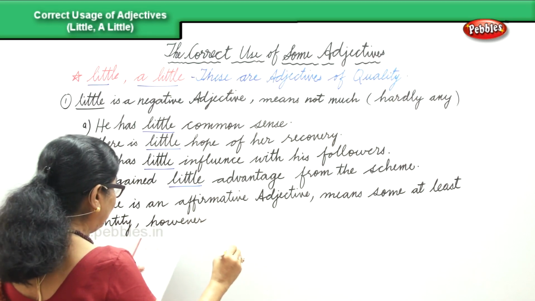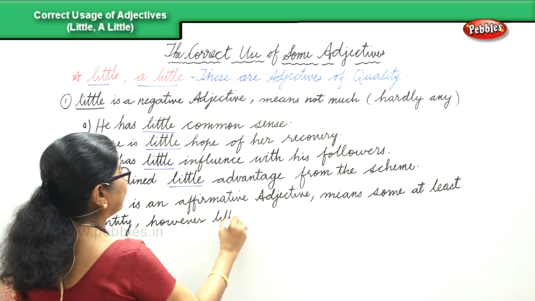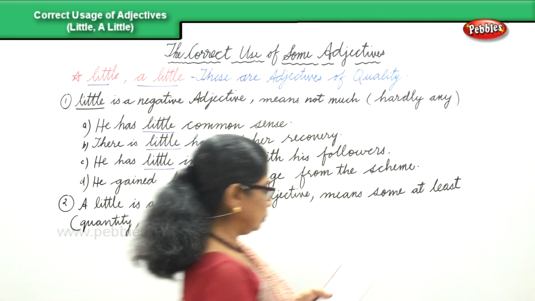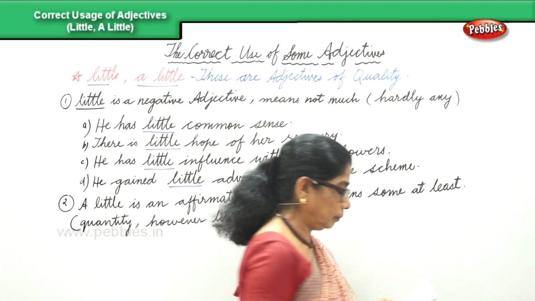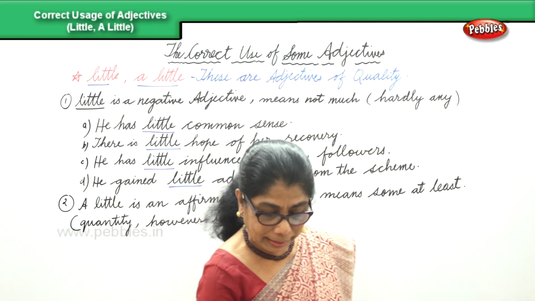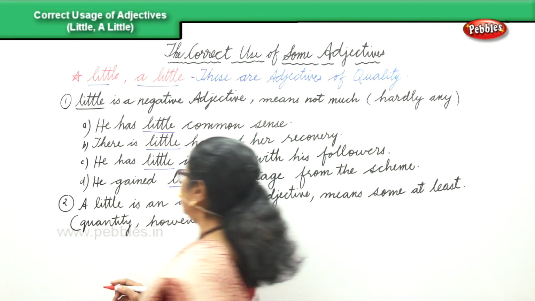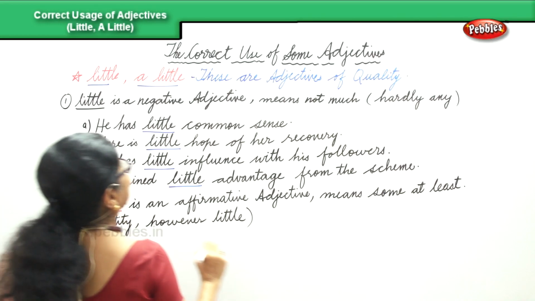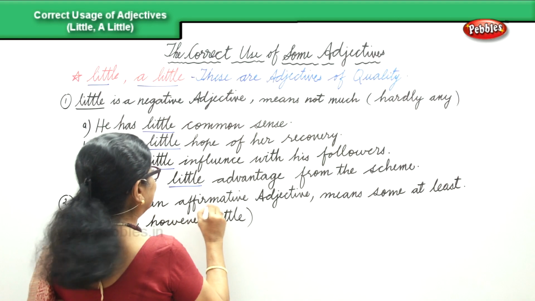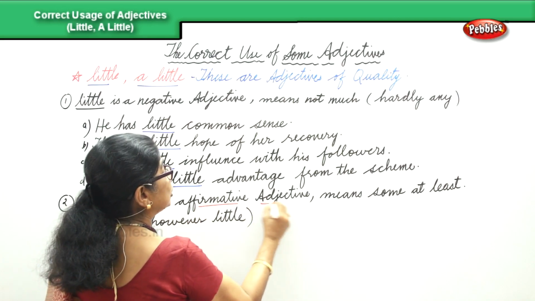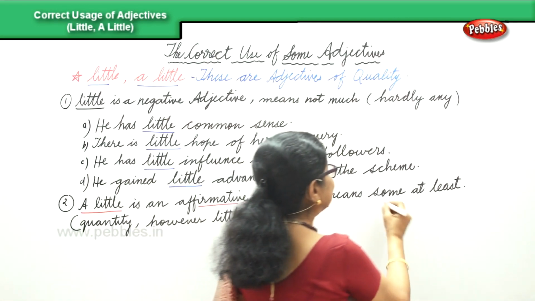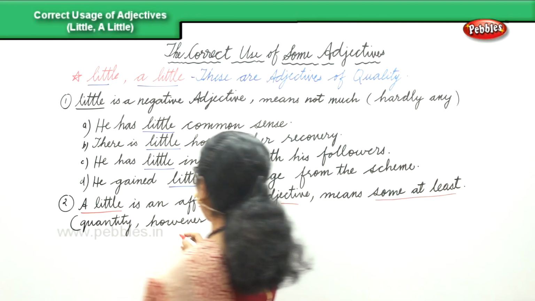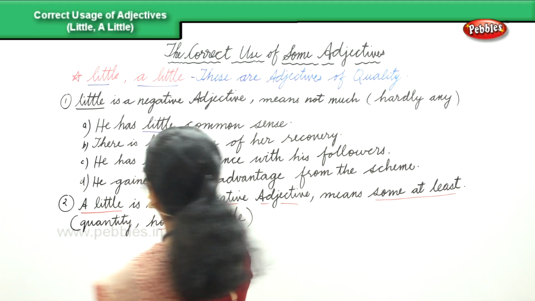However little. Okay. Now, we are looking at a little, and it is an affirmative adjective and means some at least, or however little. That's what it means.